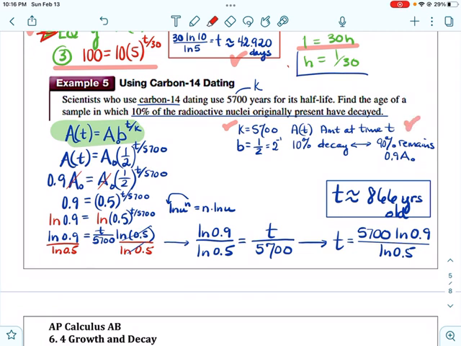A of t is the amount present, in this case the amount of radioactive nuclei at time t, and the base I'm going to use is the half-life base, 1/2. It just makes it a little bit easier dealing with half-lives. We want to find the age of the sample in which 10% of the radioactive nuclei originally present has decayed. That means that 90% remains, or 0.9 A sub 0.